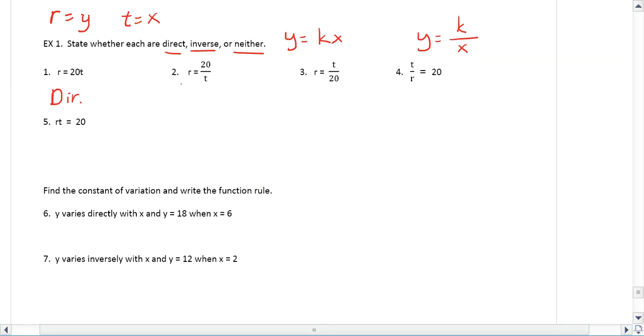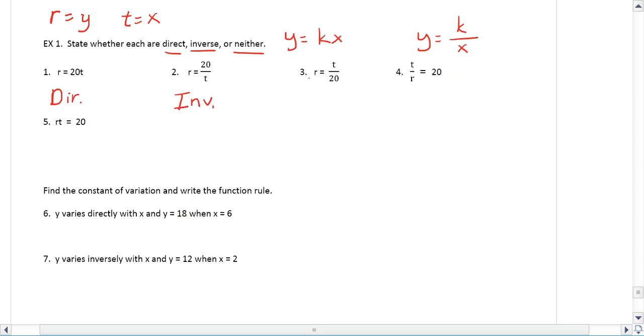Now looking at number 2, again, it is pretty straightforward. It's just like y equals k over x, r equals 20 over t. So this is definitely an inverse proportion.